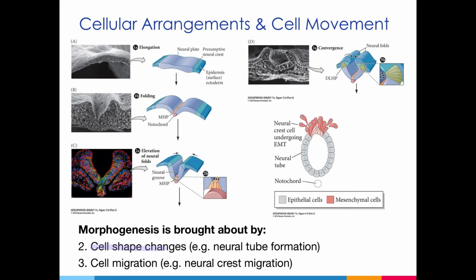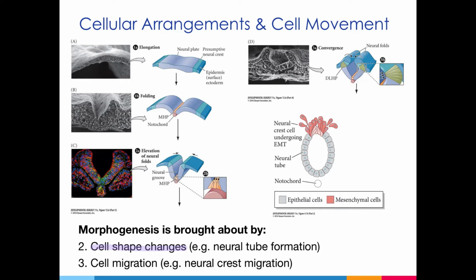Changes in cell shape are also required for morphogenesis. For example, the formation of the neural tube, which gives rise to the brain and the spinal cord, involves the formation of a tube from a sheet of epithelial cells. In order for this tube to form, cells need to undergo changes in shape that allow them to form hinges, which are going to be needed for the tube to fold and eventually close.